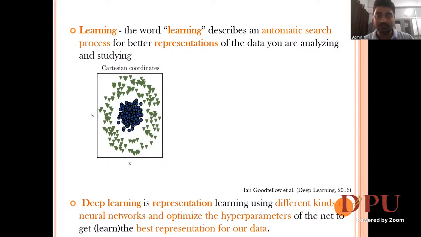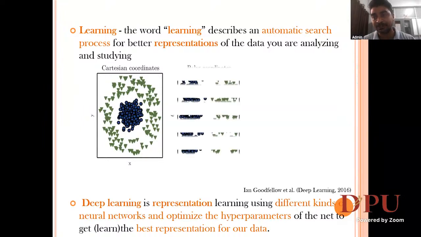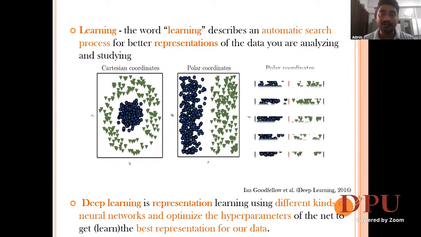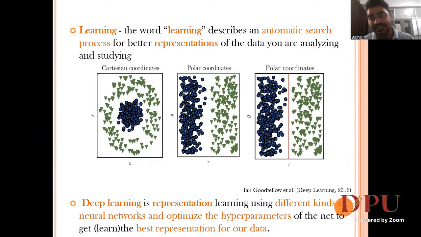Now, if I ask you, can you draw a straight line to separate these two data? It seems to you that this is not possible. If I draw a straight line, how can it separate? But think in a different way. It was in XY coordinates, Cartesian. Now, if you change into polar, r theta, it will look like something like this. Once it is like this in polar, drawing a straight line will be easier.